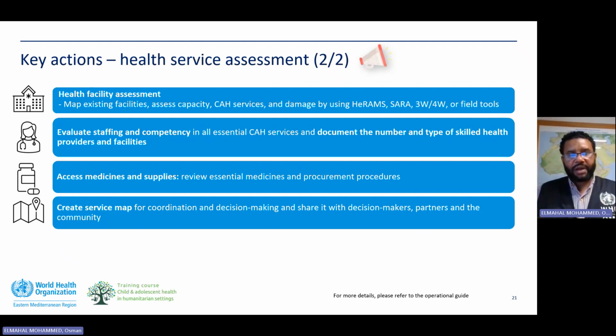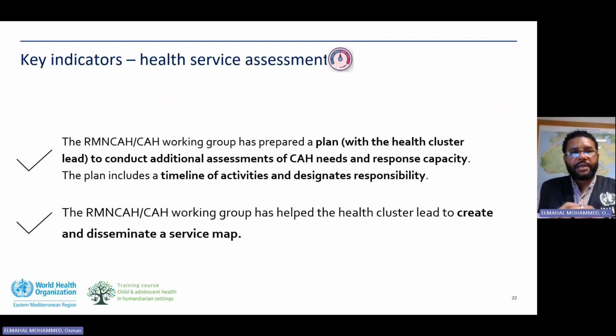Then we create a service map to help decision making in identifying the hotspots or other areas where we feel there is a gap. Maybe a facility is not functioning, or there is a facility but there is no staff, or there is a facility and staff but there is no medication. So we need to pick up what the problems are. We need this kind of mapping to help decision making in mobilizing resources to support that.